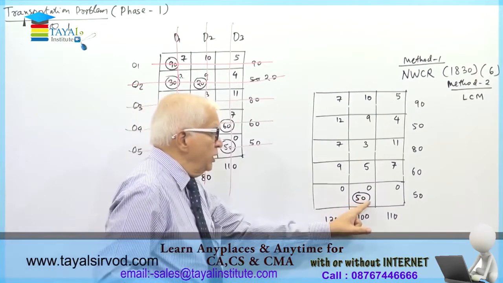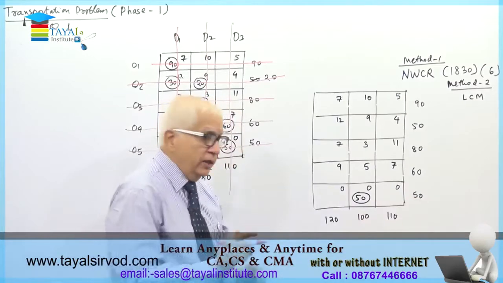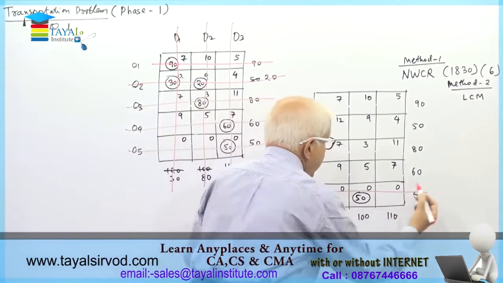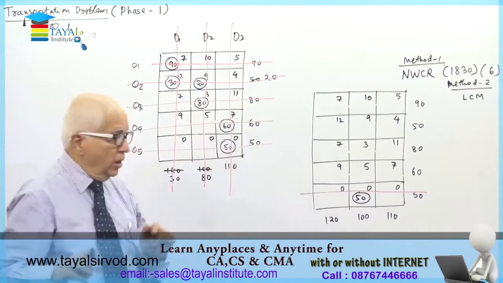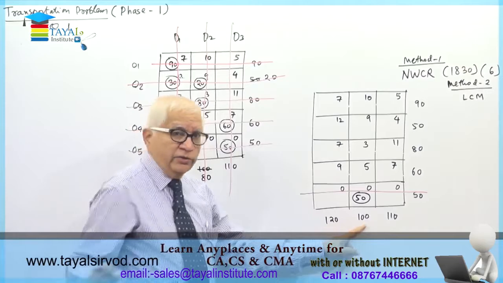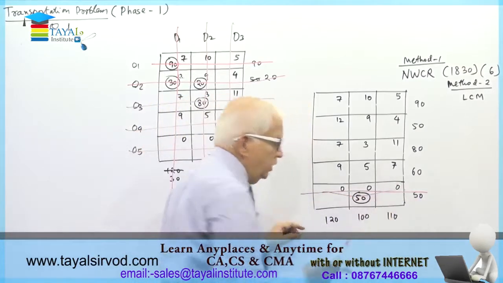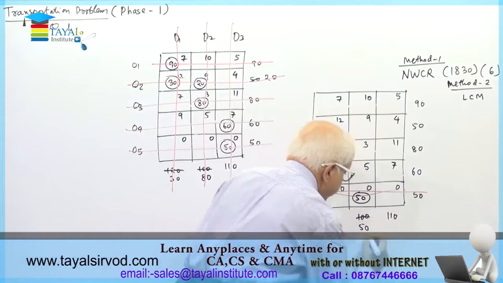Now see, with this allocation of 50, can you see that the supply has been fully exhausted? Therefore, I need to delete this row. And what happens to the column demand? Column demand was earlier 100. Now out of 100, I have satisfied demand to the extent of 50. So what is left as balance is 50.